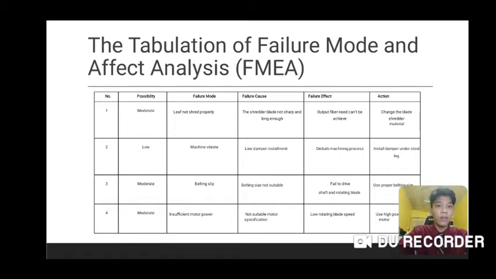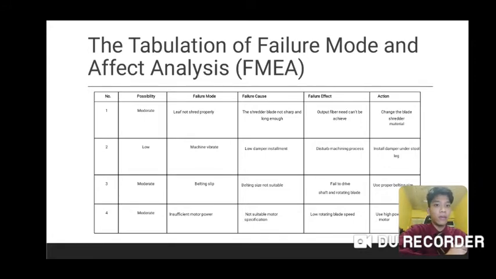Second, the machine vibrates, and the failure cause will create disturbance of the machining process, and the action we take is to install a damper. And third, belt slip occurrence, which will cause a failure to drive the shaft and the rotating blade. So the action needed is to use the proper belt size.